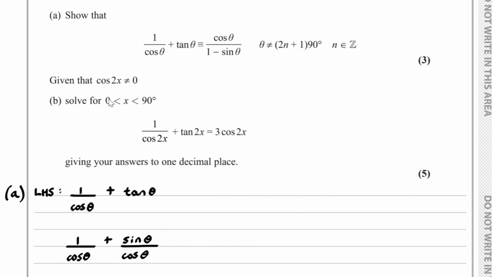Now for part B, given that cos of 2x doesn't equal 0, we have to solve for x being in between 0 and 90 degrees the equation 1 over cos 2x plus tan 2x equals 3 cos 2x, giving an answer to 1 decimal place. Now here I've got a theta and here I've got a 2x. And so what we can do is replace the left hand side with cos 2x over 1 minus sin 2x.